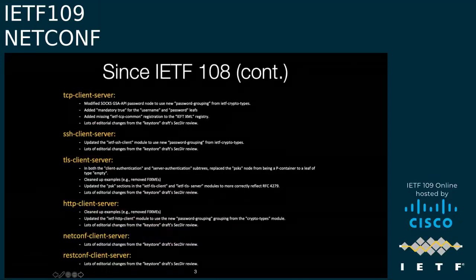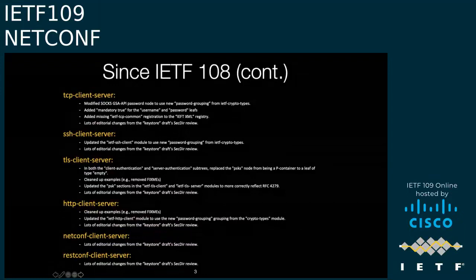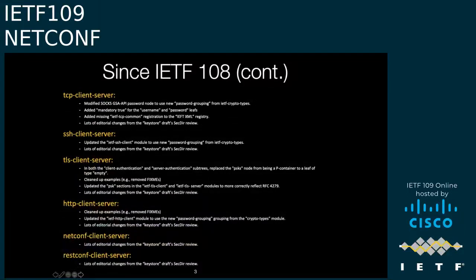Moving on, we have the TCP client server. So here was the case in the SOCKS proxy API, where we modified it. There was a field for a password, so we modified it to use the password grouping. And now it's the case that the password may be in clear text or encrypted in that configuration data model. We also added a missing mandatory true in the particular node when you selected whether or not it was going to be a password-based SOCKS. It didn't have it that the username and password were actually mandatory leaves. So that got added. I forget now who mentioned it, but there was a missing registration for the TCP Common module. So we added that in the IANA consideration section.